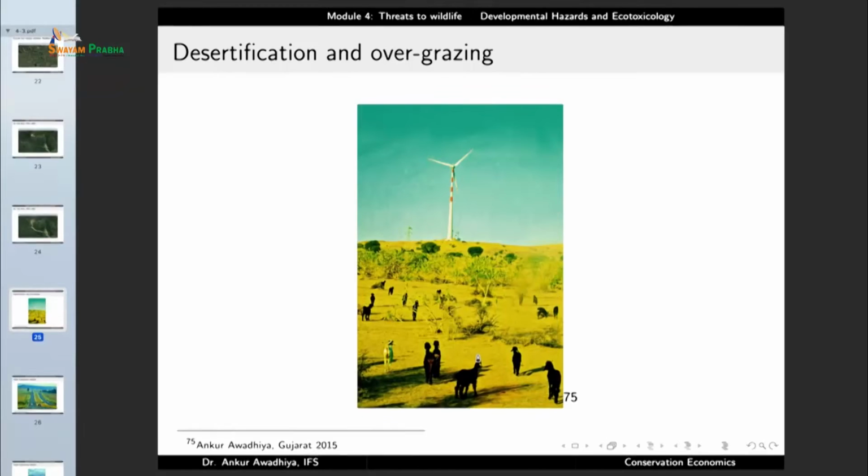So what do these goats do? They eat off all the grass, they eat off a majority of the herbs and shrubs that are there in this area, which leads to an expansion of the deserts. So this is overgrazing. Overgrazing, why? Because the people are going for an unsustainable economic growth.